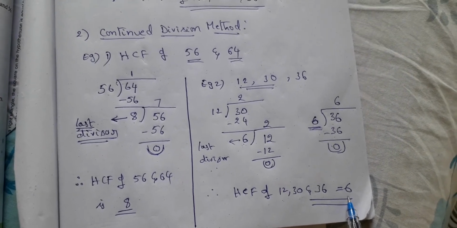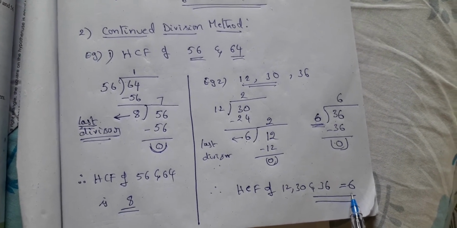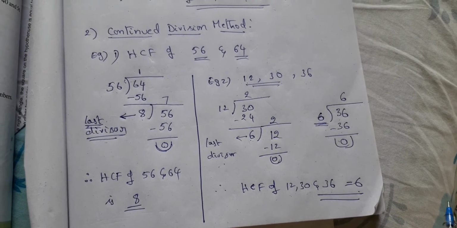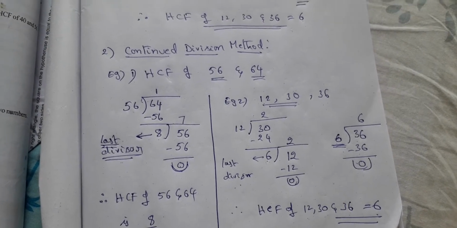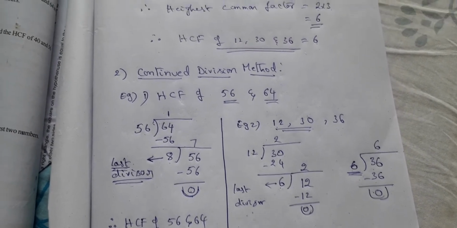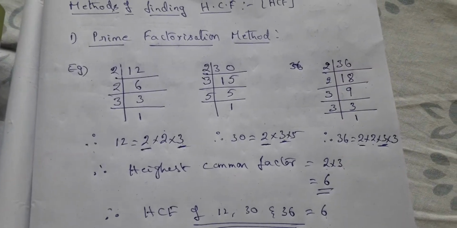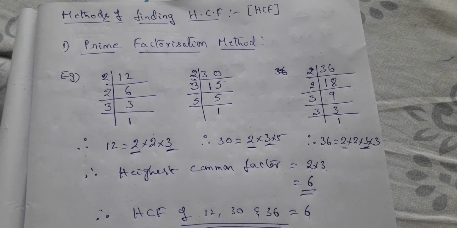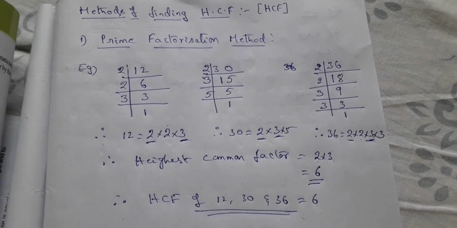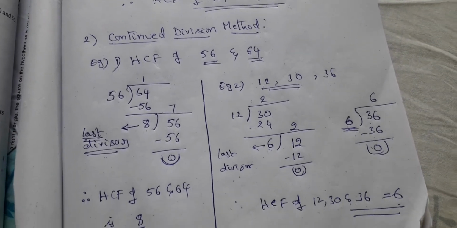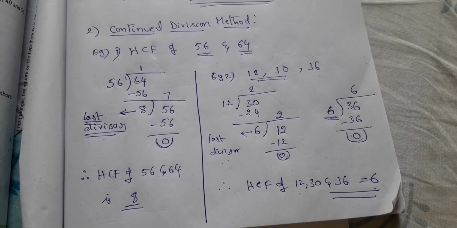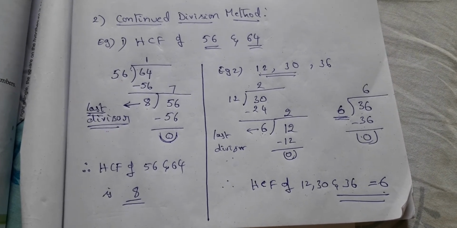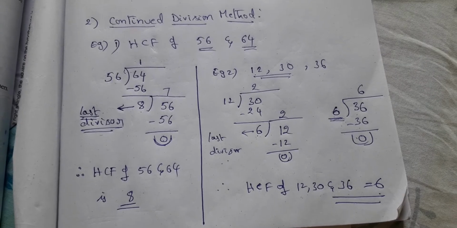Clear, children? Yes, this is how you have to do the continued division method as well as the prime factorization method. Now pause the video. Take a screenshot of the examples first, then this part, and then afterwards you can copy this one.